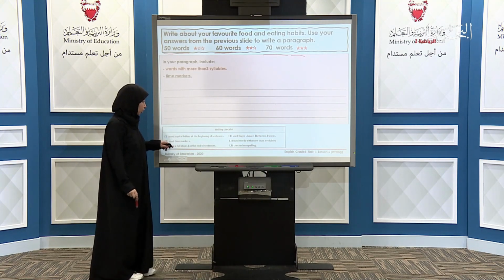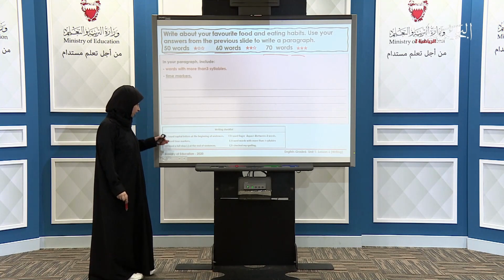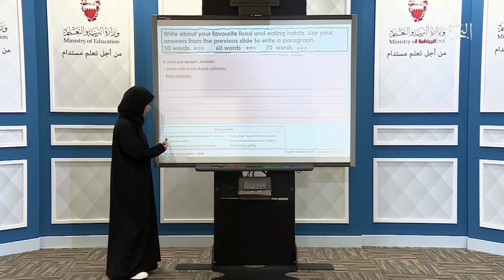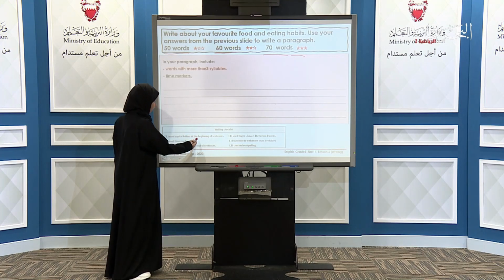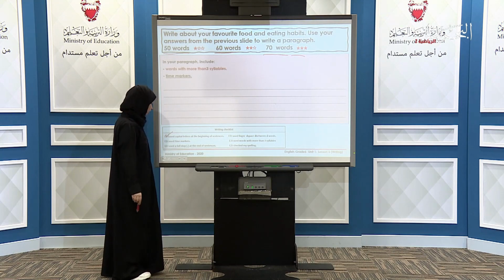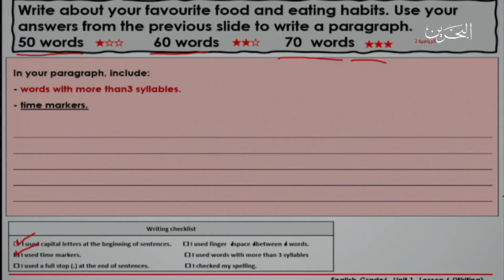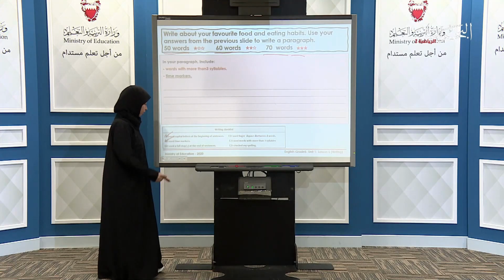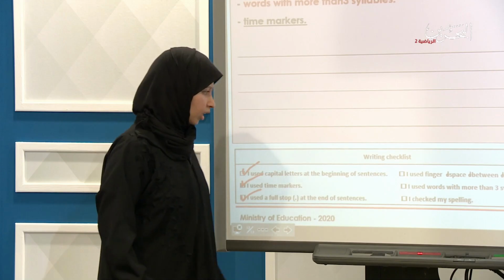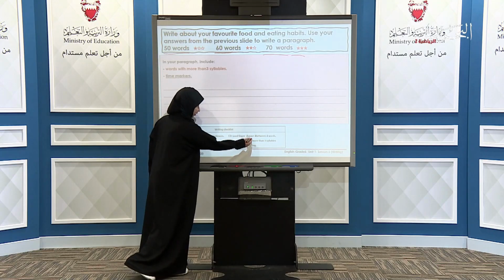Don't forget also to follow up the criteria down here. For example, I used the capital letters at the beginning of sentences. You put tick. I used time markers. You also put a tick. If you have used the time markers, you put tick. Okay? I used a full stop at the end of the sentences. You also put tick.